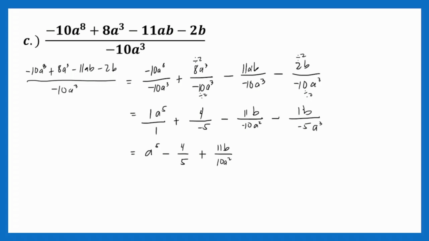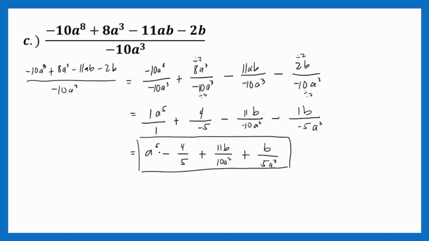Okay? Tapos ito naman, negative times negative. Ayan, so positive din yan. Ang 1b, that could just be b. Tama? Pwede ng b na lang yan. Tapos yung, of course, ito magiging 5a cube na lang. And this is now the final answer. Ayan, a raised to 5 minus 4 over 5 plus 11b over 10a squared plus b over 5a cube. And this is now the final answer.